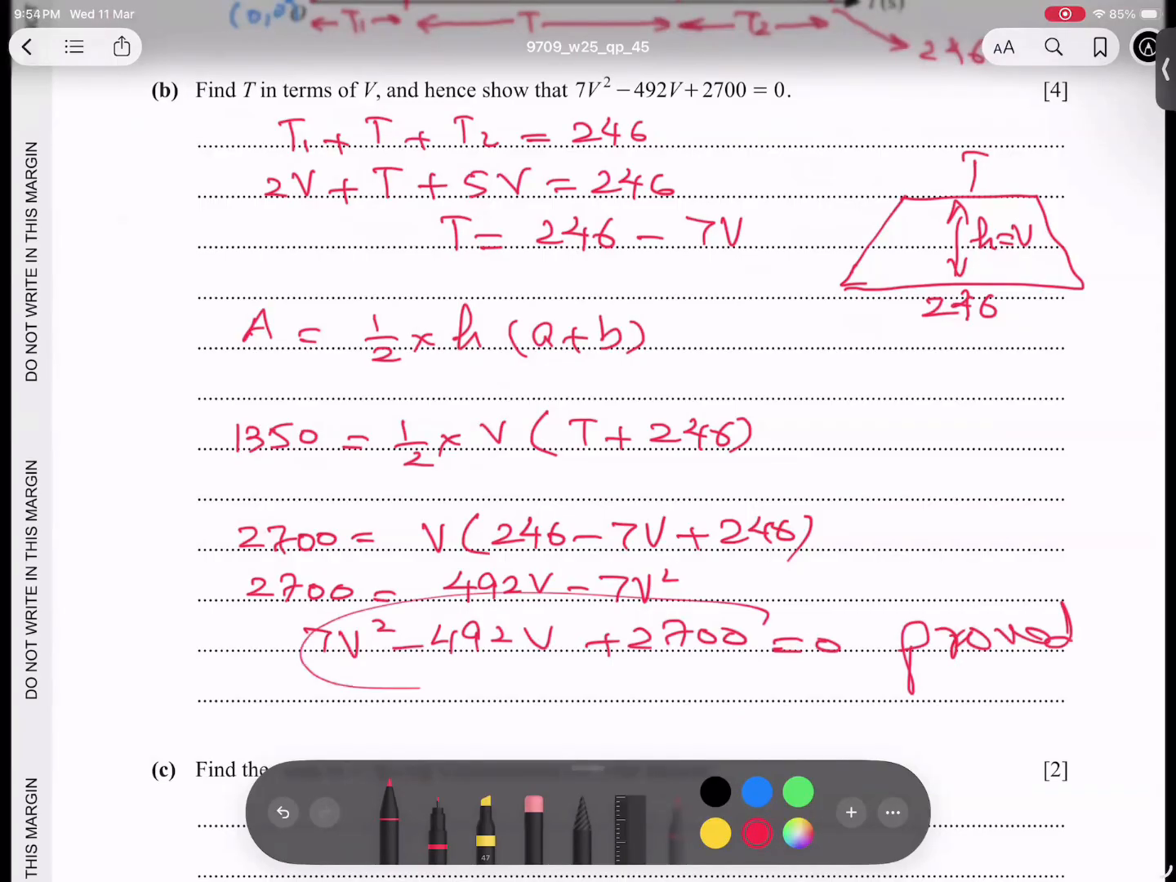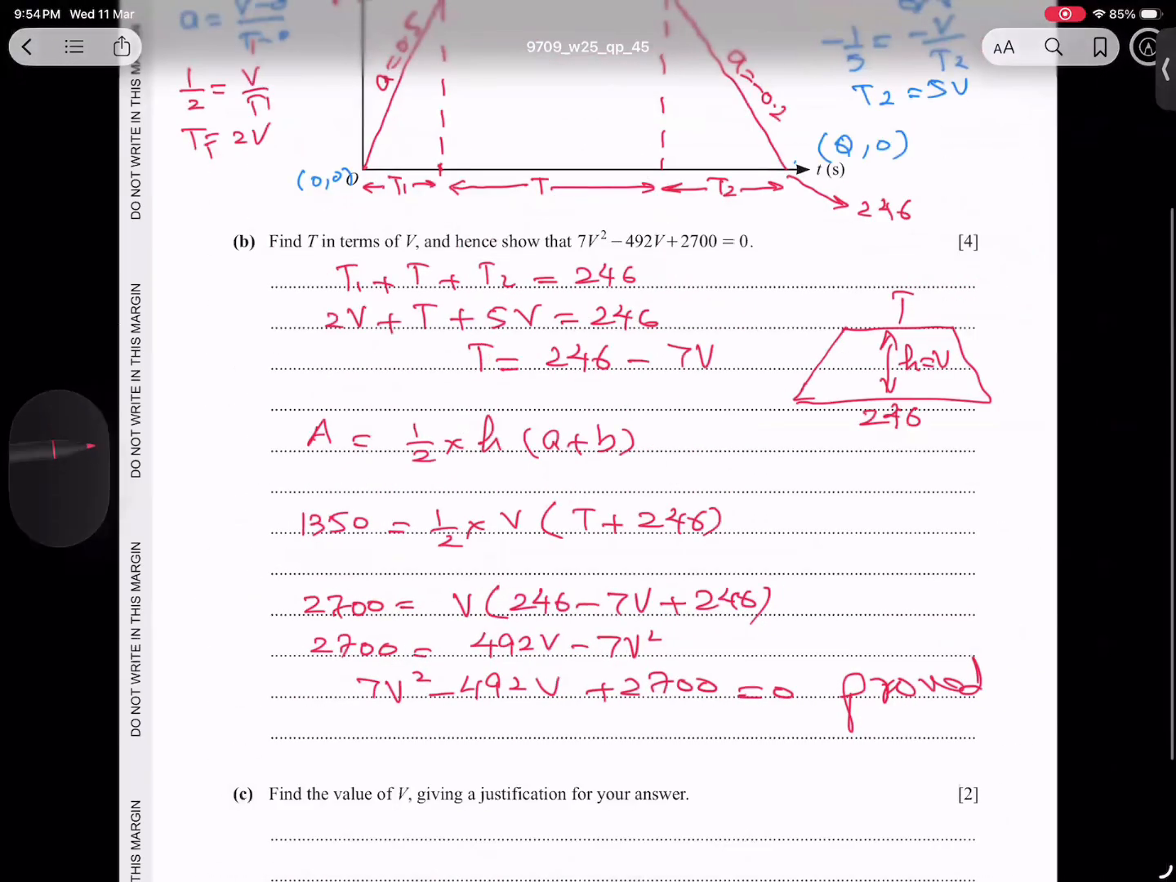Alhamdulillah Rabbil Alameen. You can see it matches. So Alhamdulillah Rabbil Alameen, the first part is completely over.